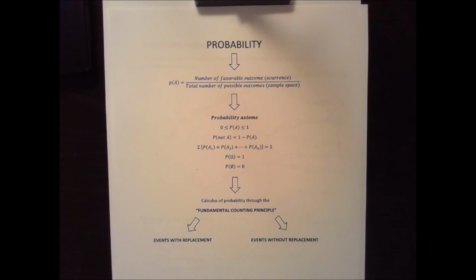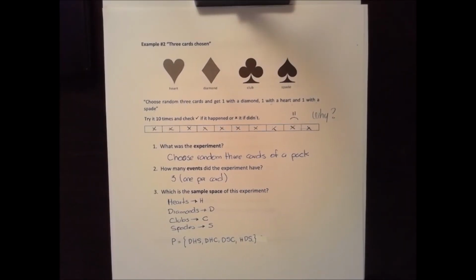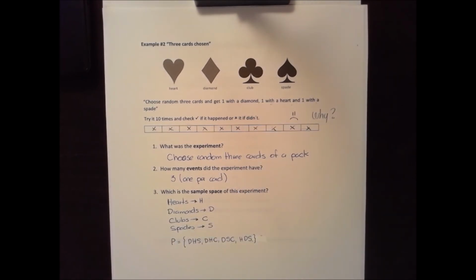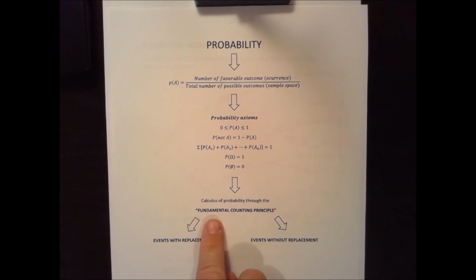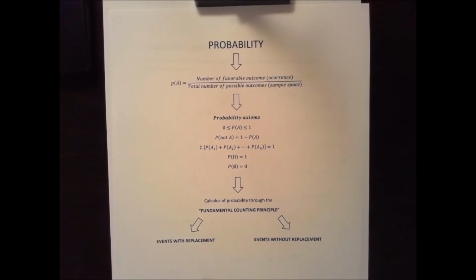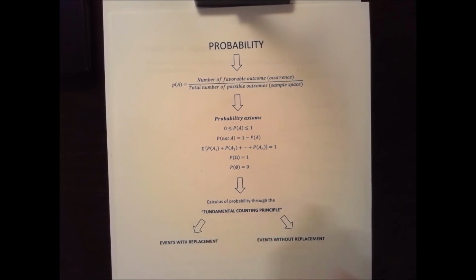In the next class we are going to continue with other examples where we use events with replacement and events without replacement, and we are going to do this example, but not with a tree diagram. We are going to use the fundamental counting principle that we already used over here, but it is not necessary to make a tree diagram if you know how the fundamental counting principle works.